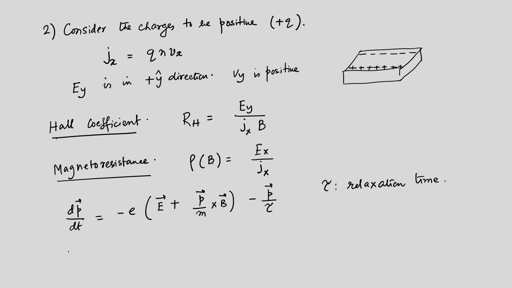Now, at equilibrium, there will be no net force on the particle. This is exactly what we have said, that once the equilibrium is established, the Lorentz force exactly balances the force due to the electric field that develops in the y direction. Once that happens, there will be no net field and dp/dt will go to zero, because dp/dt, according to Newton's second law, is the force. So if that is equal to zero, we can write down the x and y components.